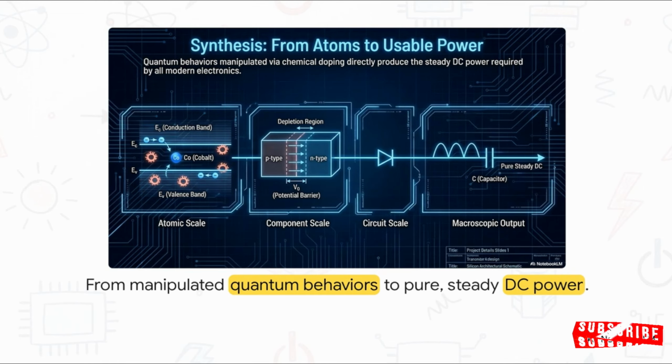Looking at the big picture here, this perfectly synthesizes everything we've learned today. Right down at the atomic scale, we use chemical doping to manipulate quantum behaviors and jump that energy gap. That creates the p-n junction at the component scale, or dynamic one-way valve. Then we arrange those valves into a rectifier at the circuit scale, add a capacitor to smooth it all out, and boom. At the macroscopic output, you get the pure, steady DC power that's required by pretty much all modern electronics. It is a totally seamless journey from a tiny atomic anomaly to a massive technological triumph.